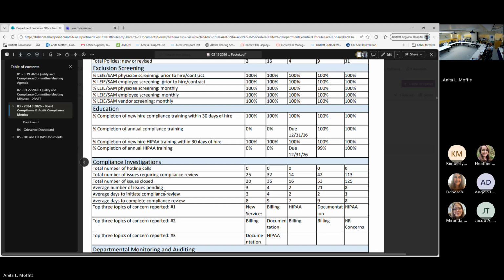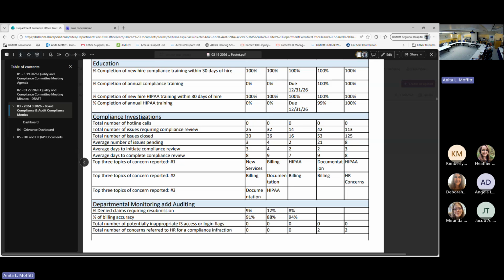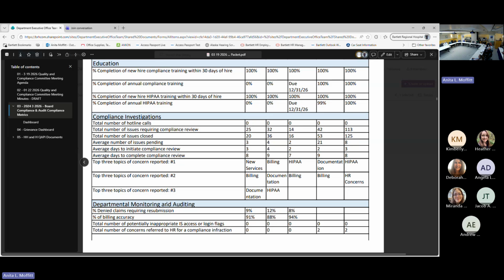Just some issues that come through. Last year, we did not have, actually, I take that back. We did have a hotline call in December. I'll update that. We had one hotline call. Issues through compliance through the end of the year: days to respond, days to review, basic issues that are coming through. Mostly we have HIPAA concerns, billing and HR related concerns. The HR concerns are related to personnel issues, relationships between employees and directors that are being reported.